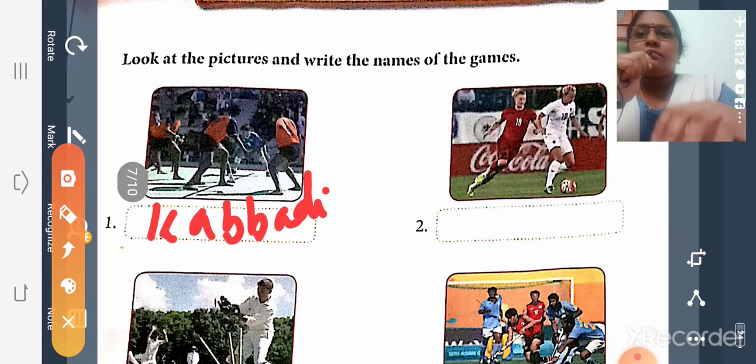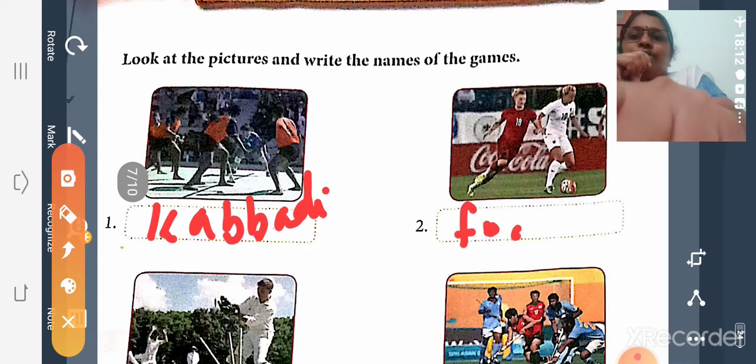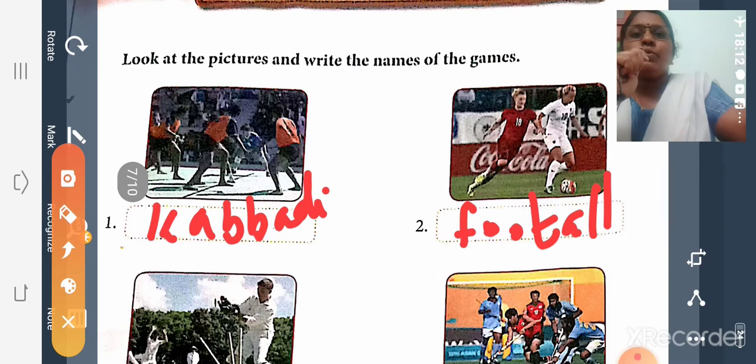Then the second one, you all know: Football. It's a game involving two teams of 11 players. Football is the world's most popular ball game in number of participants and spectators. So the most popular ball game is football. First one, Kabaddi. Second one, football.